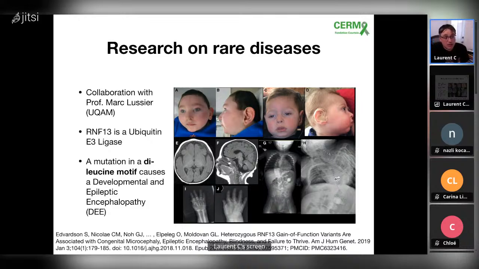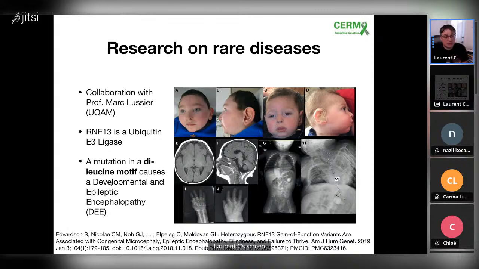What he knew at the beginning of this study is that a mutation in a dileucine motif is the cause of a disease called developmental and epileptic encephalopathy. It's a disease that starts very young and is very devastating. And he was looking to understand why this mutation at this particular location would cause such a heavy phenotype.